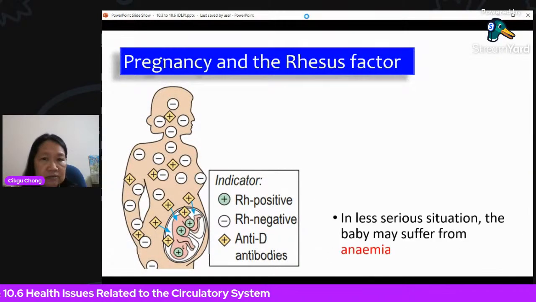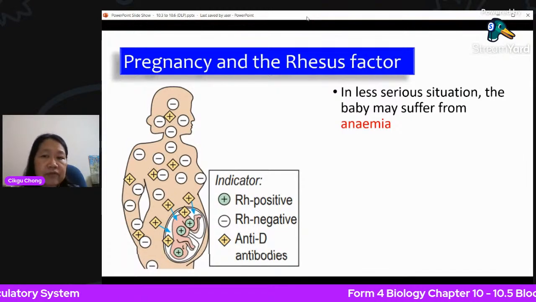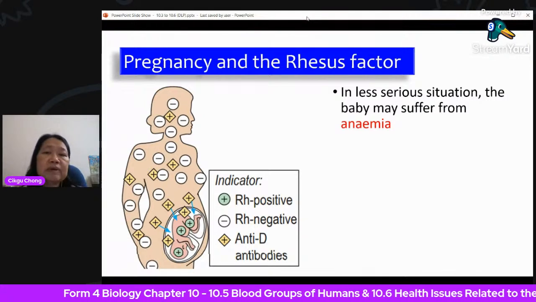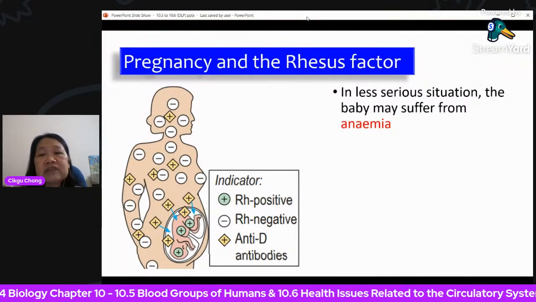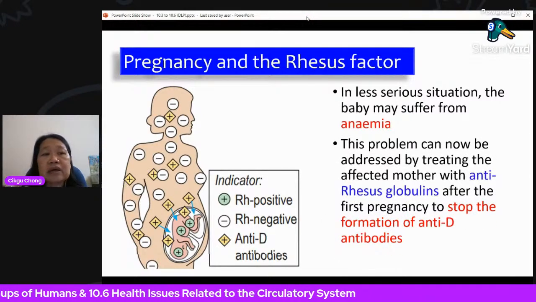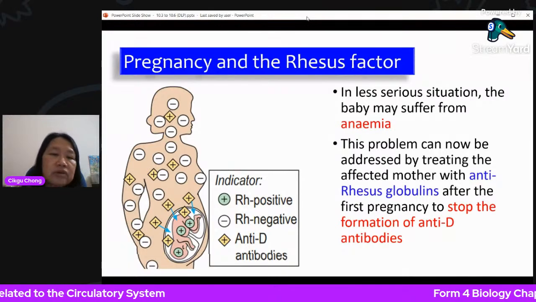mother an injection. Now, the problem that can arise is the baby can suffer from anemia because a lot of the red blood cells are ruptured. If it's a less serious situation, the baby may just be anemic. If very serious, the baby will die. Now, this problem can be overcome by treating the affected mother with anti-rhesus globulin.